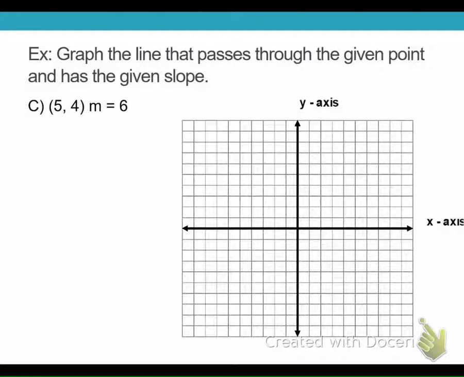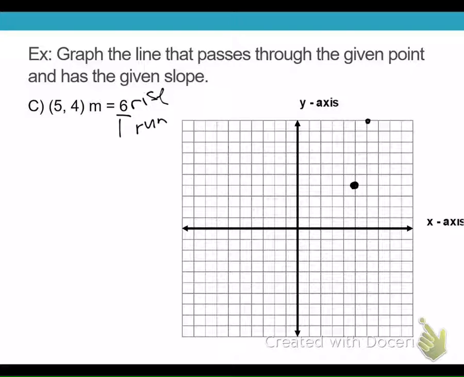All right. How do I start this one? 1, 2, 3, 4, 5. 1, 2, 3, 4. Put a point. Now, I need a rise and a run. You just put a 1 under it. So I'm going to run 1 every time I rise 6.